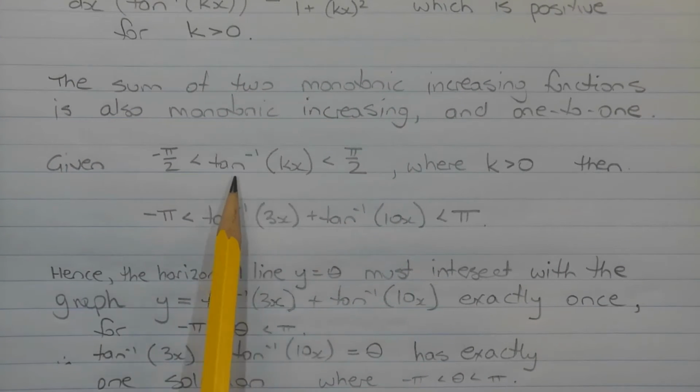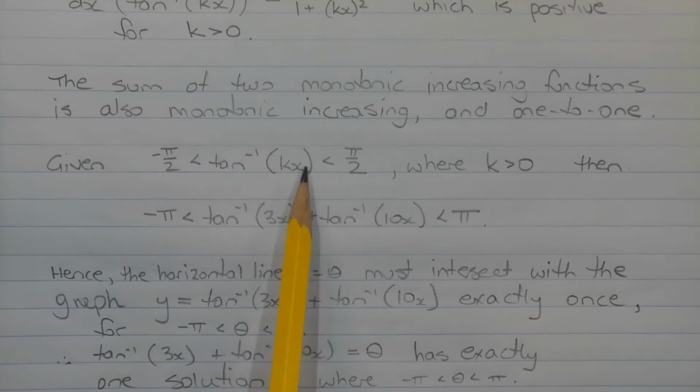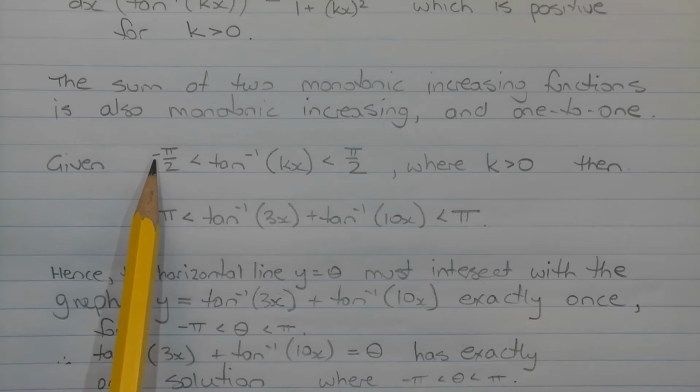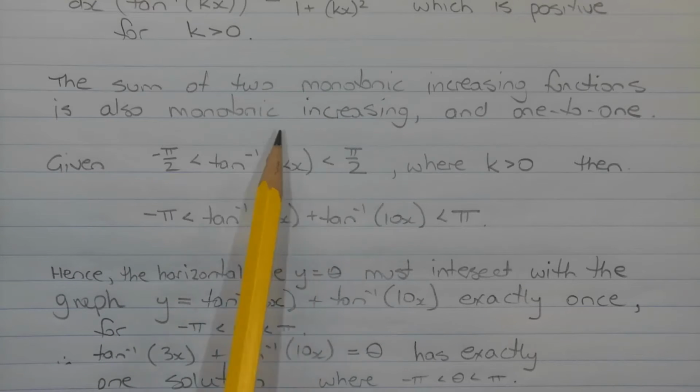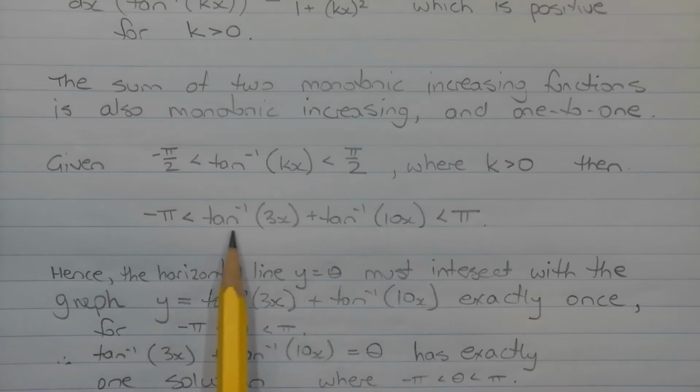Now given that inverse tan of kx for some positive value of k is greater than negative pi over 2 and less than pi over 2, also given the fact that it's monotonic increasing, then the sum of the two functions, inverse tan of 3x plus inverse tan of 10x, must be greater than negative pi and less than pi.